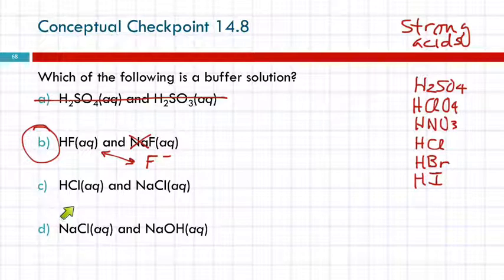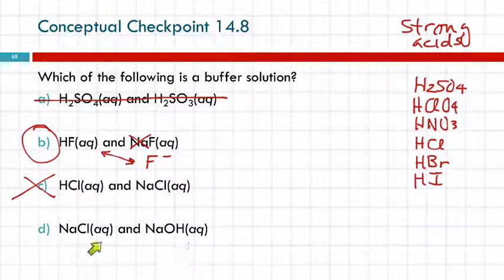So here we've got HCl and NaCl. Is this a buffer? No. Why not? Because it's a strong acid. HCl is a strong acid. This is the conjugate base. But this won't act as a buffer because when hydrochloric acid is dissolved in water, it ionizes completely. So yeah, you've got chloride there, but the chloride is not going to recombine with hydrogen ion. It's not going to neutralize anything. Strong acids do not make buffer solutions.